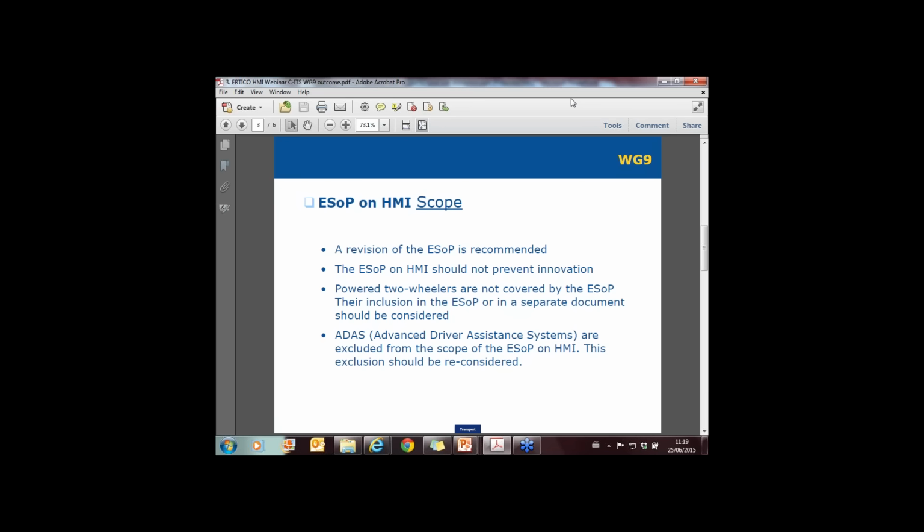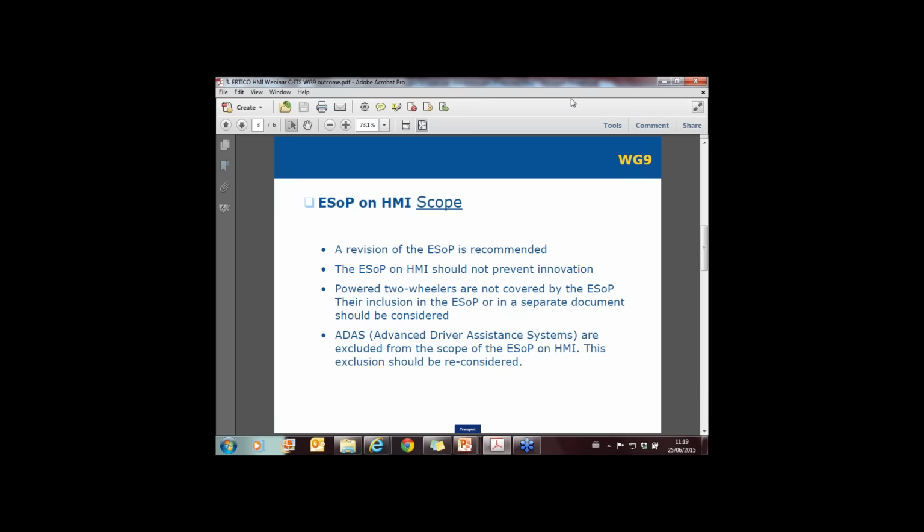So that would mean, and I will probably come back to this at the end, that we think that the way forward is an update of the current document in its current form, so in the form of a recommendation, in the form of guidelines. Now, on the scope, two important questions were raised. One, should power two-wheelers be included? They were excluded. The group was not very conclusive on this.